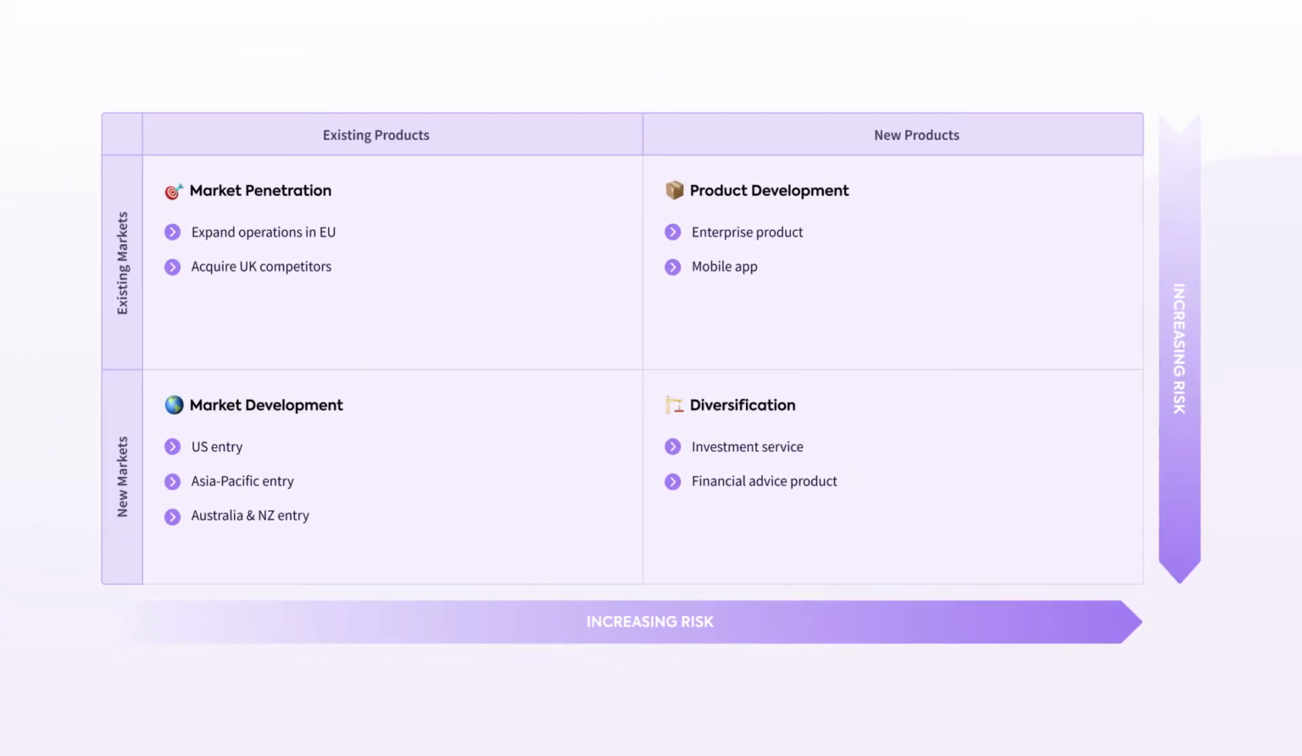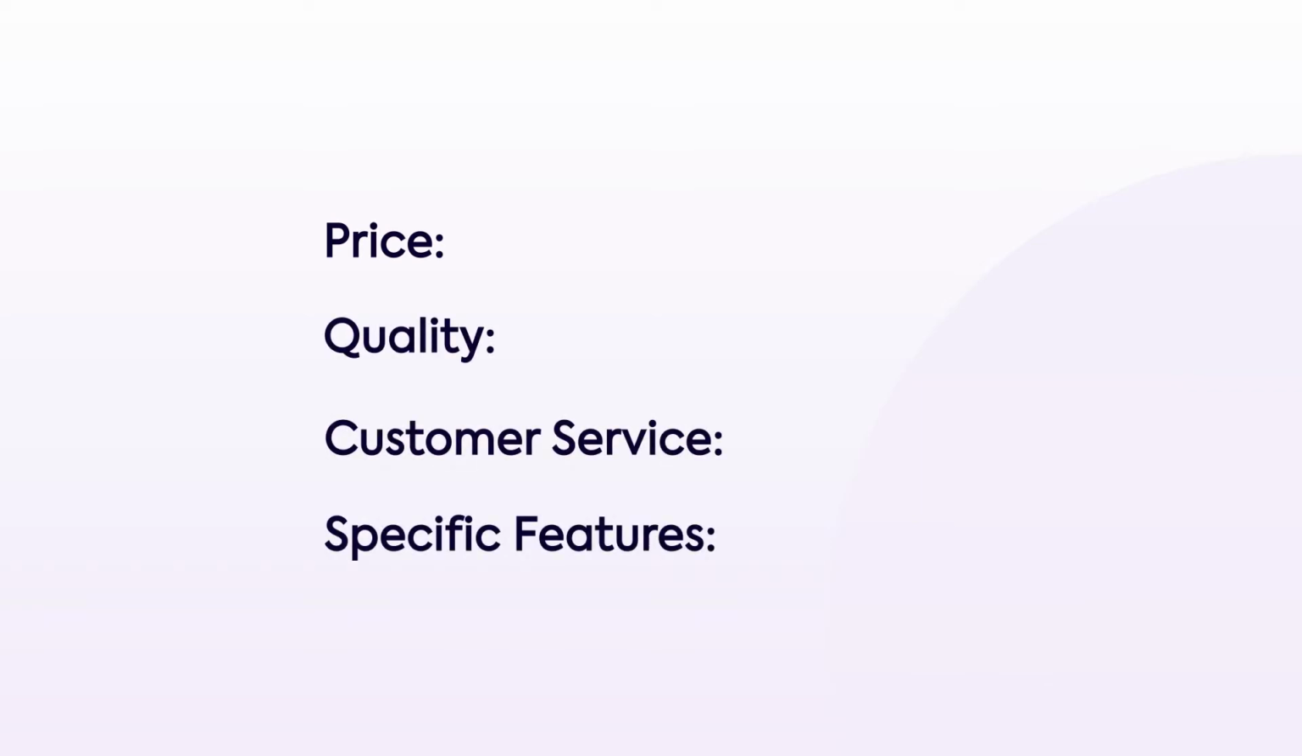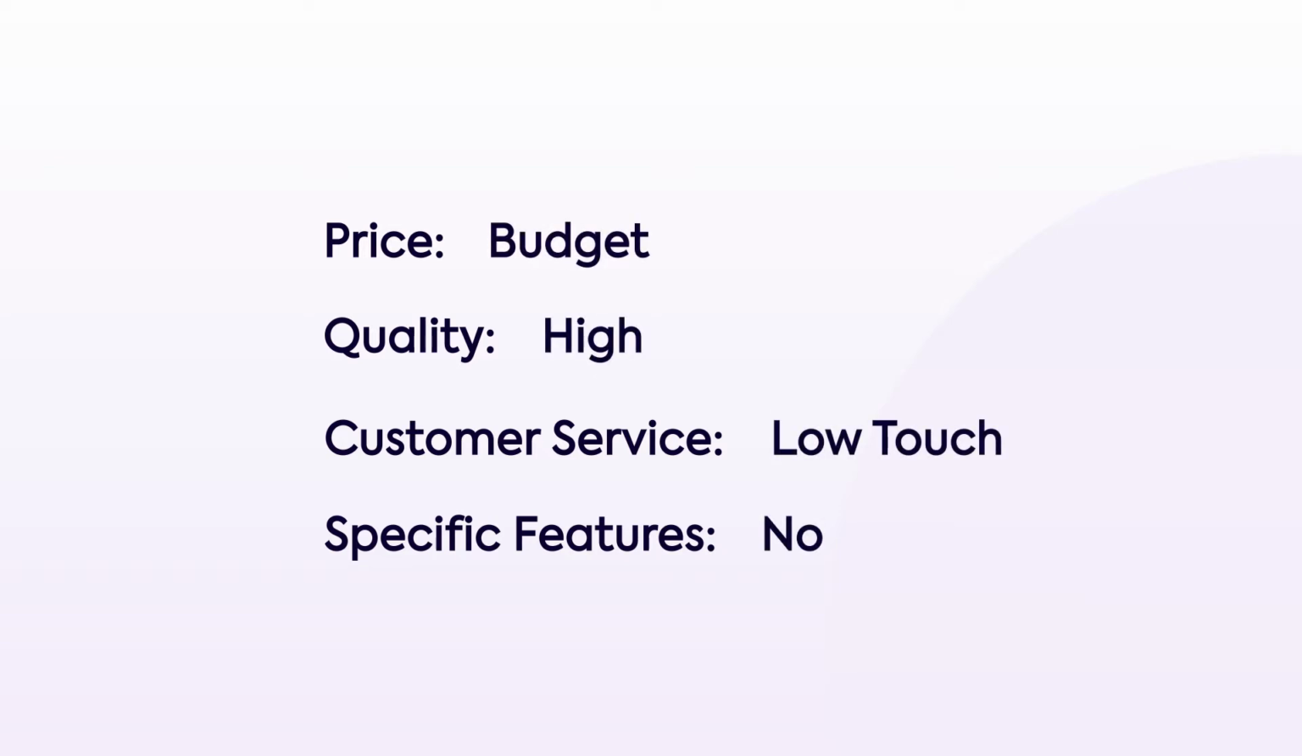Every idea you place into the Ansoff Matrix needs to have some detail behind it. For every strategic option, consider what the different attributes may be. For example, price, quality, customer service, specific features. Whatever the attributes are, make sure you keep them the same across the different options.